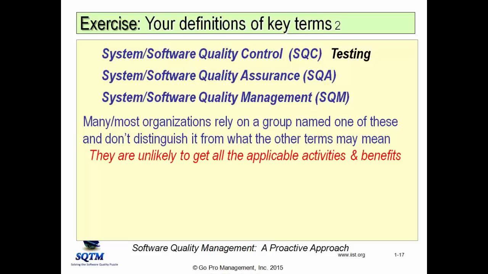If you've only got one of these things addressed, then there's a good chance that things that reasonably would fit under one of the other terms may well fall through the cracks. They may get missed. That's a very common thing. So when an organization calls what they call QA is actually doing testing, there's a pretty good chance that they're not doing QA and they're not doing quality management.